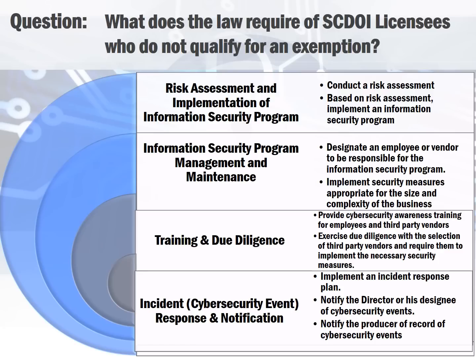So what if I don't qualify for an exemption? What does the law require of me as a licensee? And the first thing is that you must conduct a risk assessment and then develop, implement, and maintain an information security program continually thereafter. You will also need to designate someone who is going to be responsible for your information security program. And then you'll put the safeguards in place that are appropriate, again, for the size and complexity of your business. We cannot tell you what's going to be appropriate for the size and complexity of your business. It will be the risk assessment that determines that.